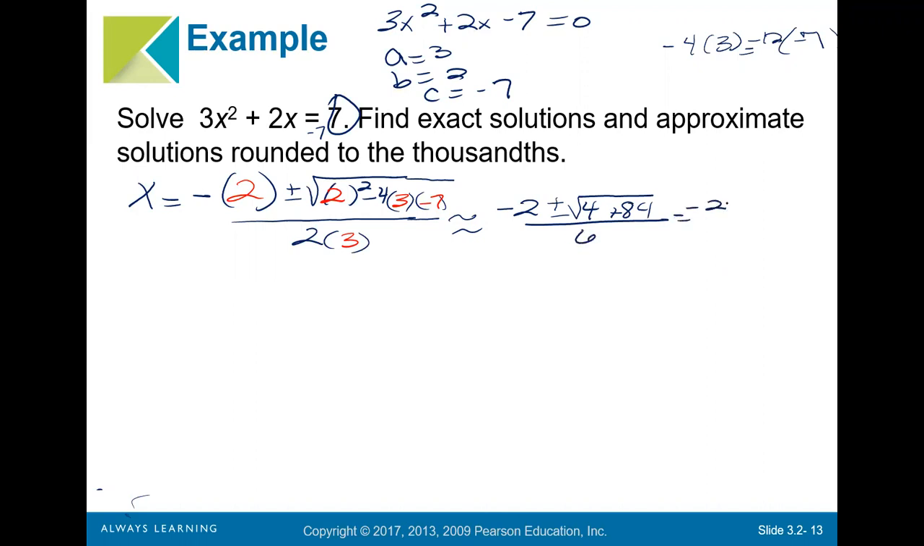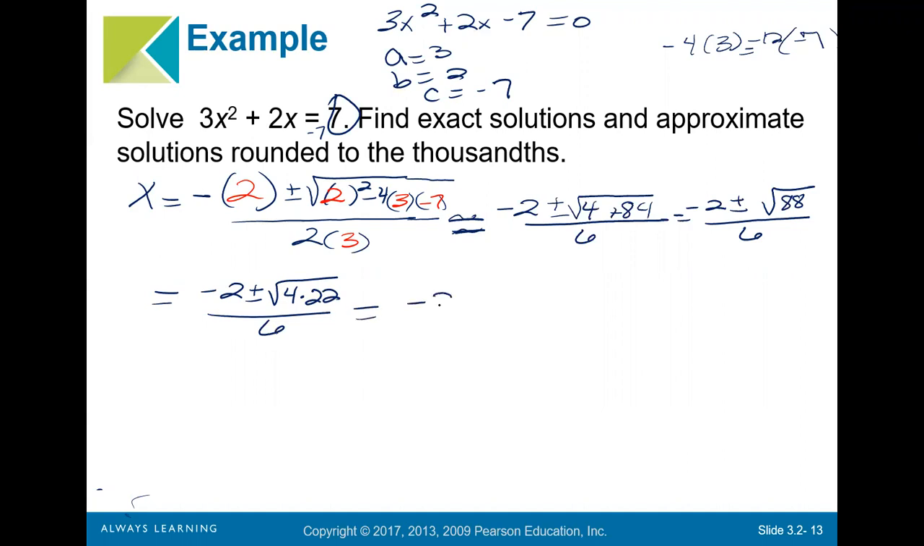Now, negative 2 plus or minus. We're not doing it approximate yet. So I got 4 plus 84, which is 88, all over 6. Now, sometimes it's not as obvious, but in this case here it is. So I'm going to do an extra step here. I know 4 times 22 gives me 88. Doesn't always work out that way. So now I got -2 plus or minus the square root of 4, which is 2, gives me a 22, all divided by 6.